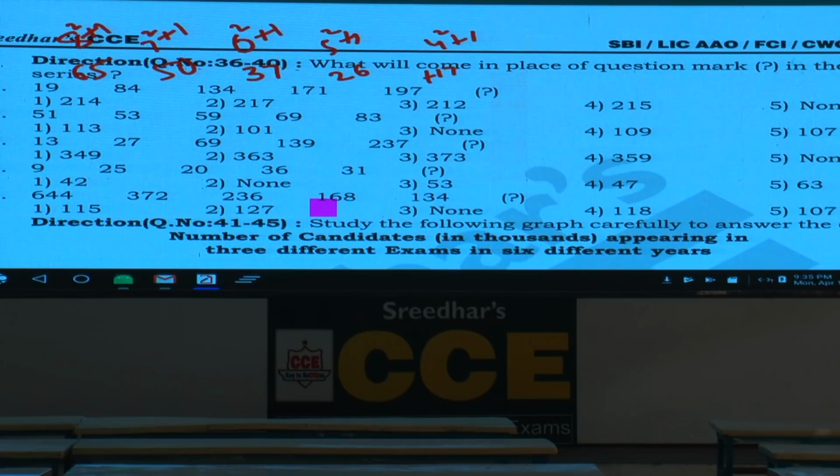And 197 plus 17 will be how much? 214. That is choice 1 is the answer. The difference among these numbers can be written as n square plus n, n square plus 1. Or else you can go for the difference.